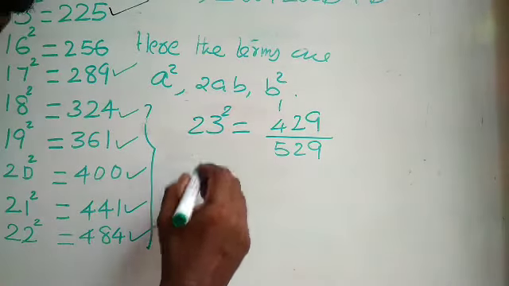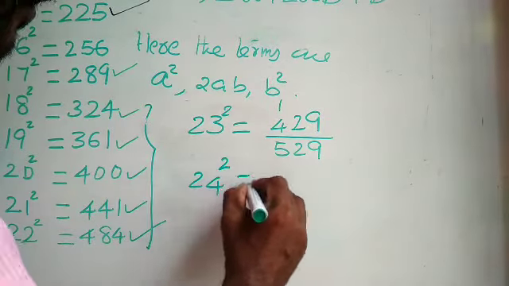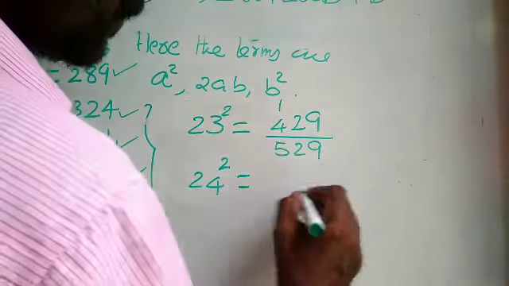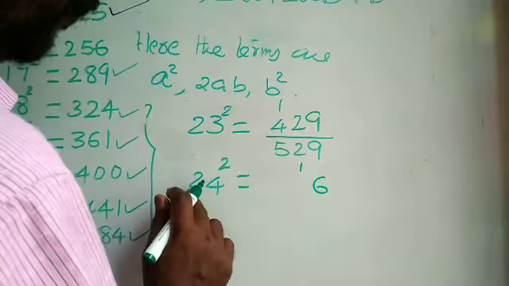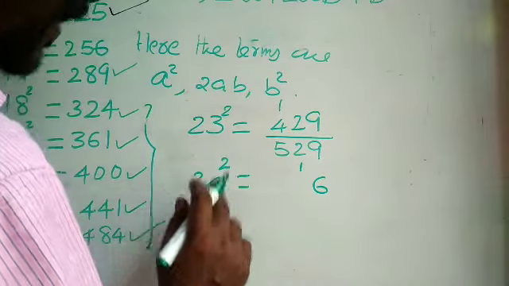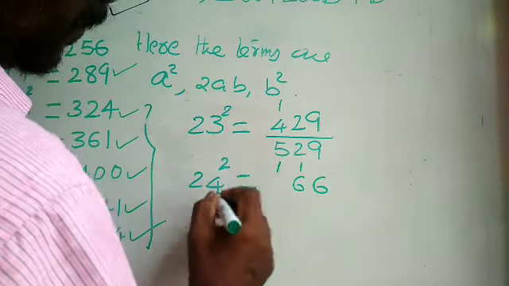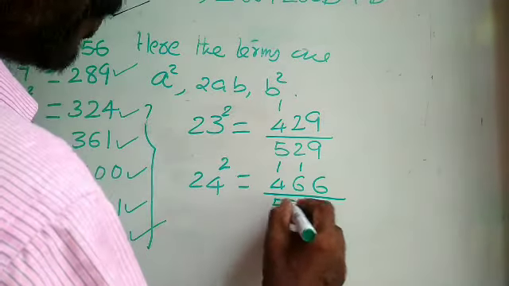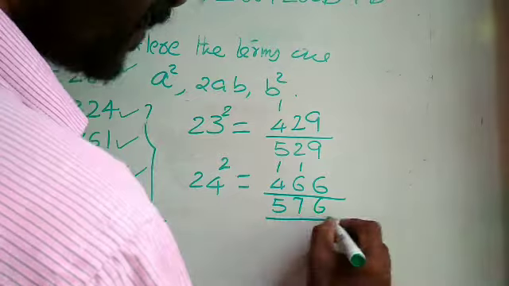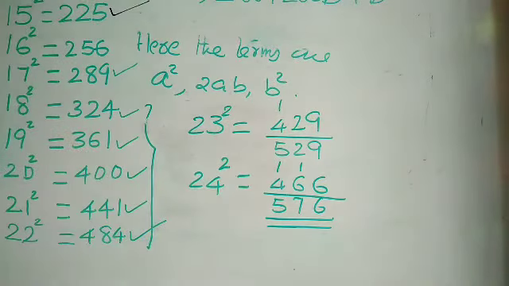It is 529. Suppose it's 24 square. 4 square is 16. You write 6 there. Carry 1 there. 2 4s are 8, it's double, 16. Carry 1. 2 2s are 4. Add, 5, 7, 6. 576. Then 24 square you got 576, and 25 square.